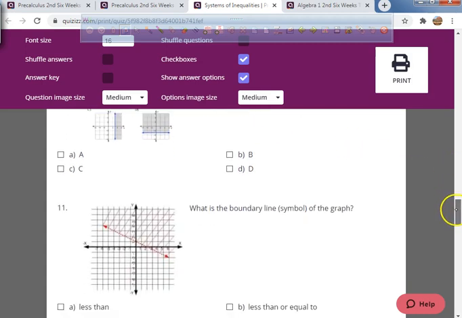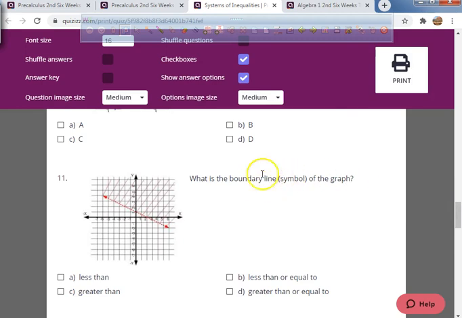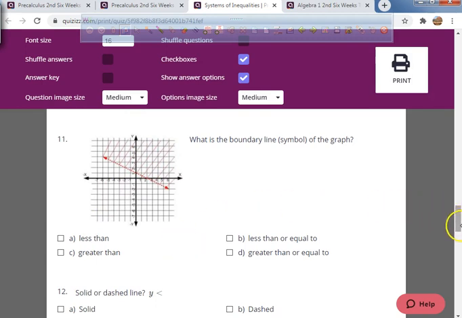All right. By the way, what boundary is this? Yeah, but is it dotted? Oh, okay, it is dotted. It's dotted and shaded above. What does dotted and shaded above mean? Just greater than. So this is dotted and shaded above, so that would be just greater than. So that would be answer choice C.